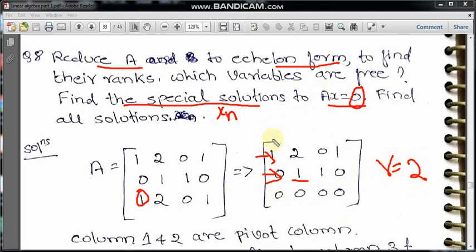Which are the free variables? These two, x1 and x2, are pivot elements. So x3 and x4 are the free variables.